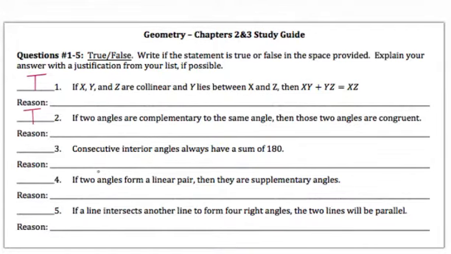Don't need a reason. Consecutive interior angles always have a sum of 180. That is false. It's not always. It's only when we have parallel lines. Number 4. If two angles form a linear pair, then they are supplementary angles. That's true. It's the definition of linear pair.